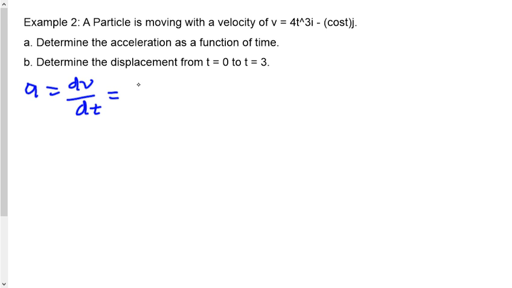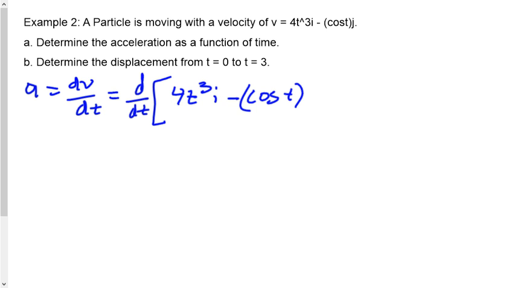In this case, it'll equal d/dt of our entire expression here. And that's going to be 4t cubed i minus the cosine of t times j. And these, of course, are unit vectors, so I'll put the hat on them.